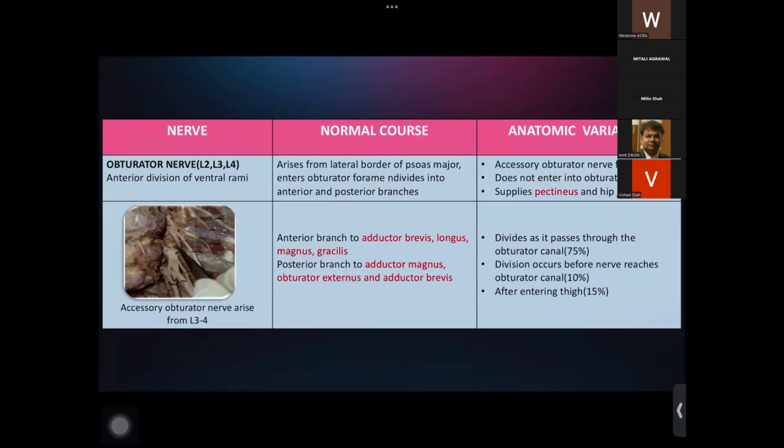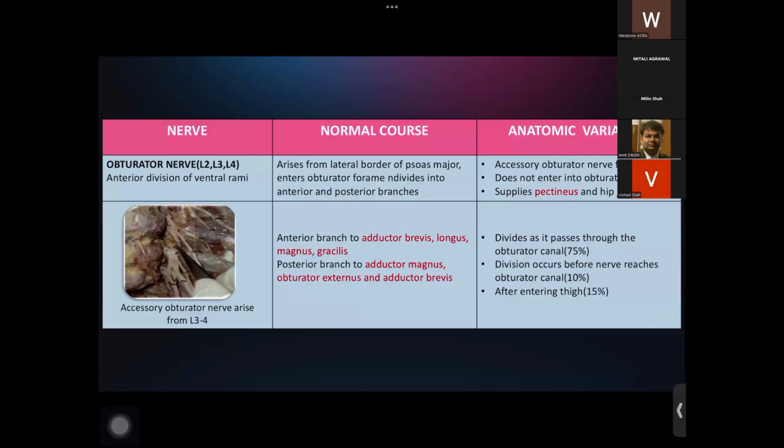Obturator nerve arises from the lateral border of psoas major. Mostly it enters the obturator foramen, divides into anterior and posterior branches. Anterior branch goes to adductor brevis, longus, magnus, and gracilis muscle. Posterior branch goes to magnus, obturator externus, and in some cases it goes to adductor brevis also.